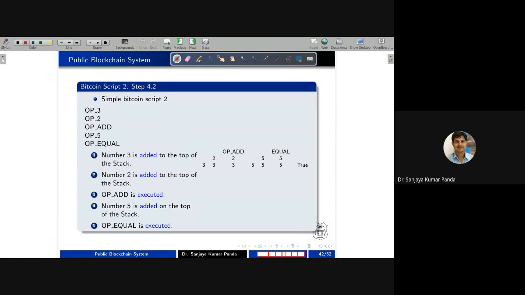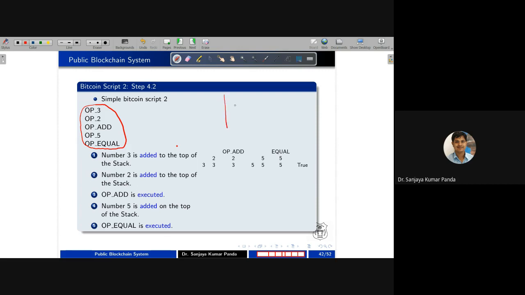Let us see another Bitcoin script. In this Bitcoin script, you can see I have given only 5 different instructions, which is very simple. It is nothing but addition of two numbers and verifying whether the addition is correct or not. OP_3 is our first instruction.